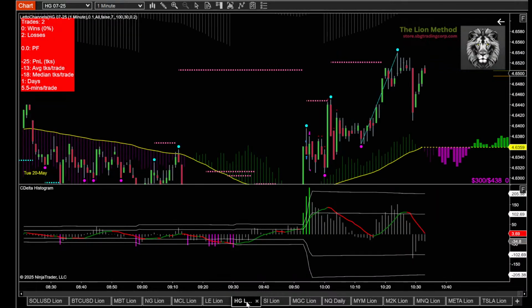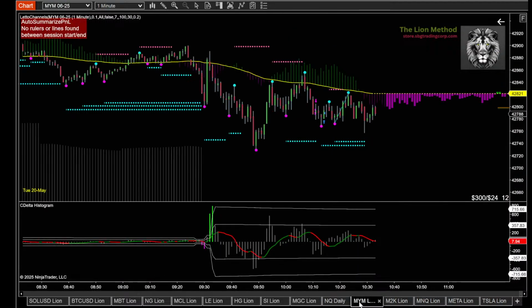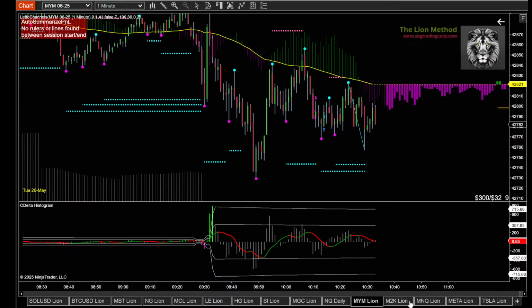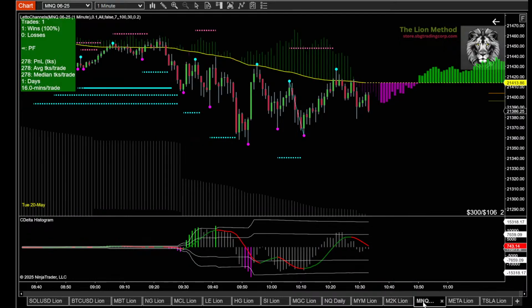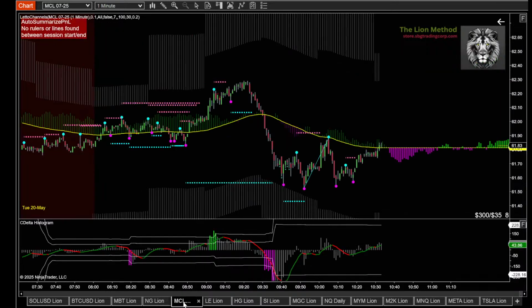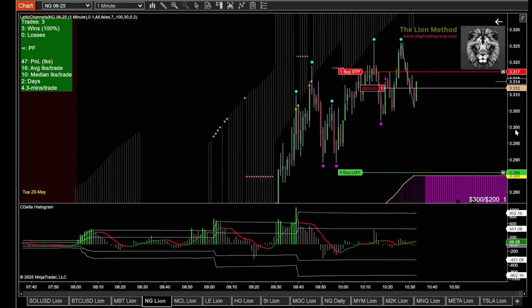All right, where'd copper go? Copper's back up there. Silver, it's going to have a good sell signal right here. We'll sell level. MYM is just flatline. Crude. And let's get back to our gas trade. Well, we might get our stop here. Risk is super tiny.